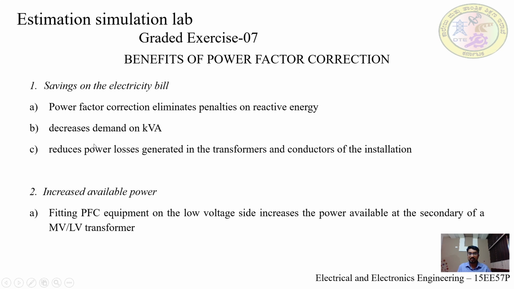With power factor correction, our demand for electricity will obviously come down. Since the demand is less, the losses that take place in the transformer and also in the conductors will be less. Next, increased available power. By installing the PFC, that means power factor correction equipment, on the low voltage side, that is the user side, the available voltage or power at that point can be increased.